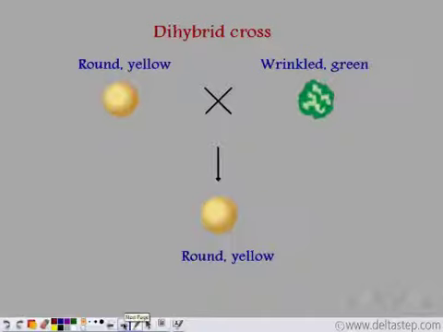So he took round and yellow peas and wrinkled and green peas and crossed them for reproduction. The first generation that was yielded had round and yellow seeds. From here he understood that roundness is dominant over wrinkledness and the yellow color is dominant over the green color.